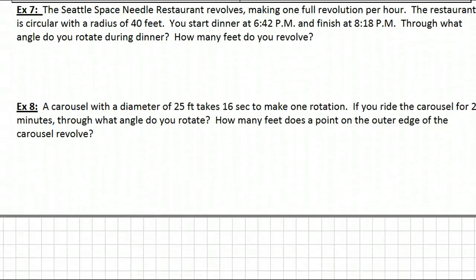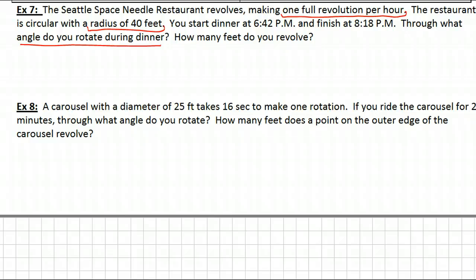The Seattle Space Needle restaurant revolves, making 1 full revolution per hour. The restaurant is circular with a radius of 40 feet. You start dinner at 6:42 p.m. and finish at 8:18 p.m. Through what angle do you rotate during dinner?